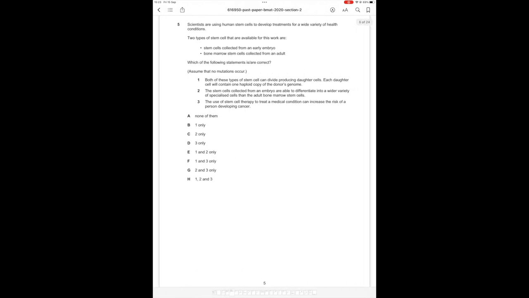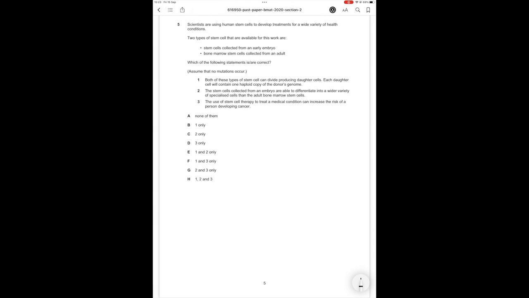Okay, question number 5 then. Scientists are using human stem cells to develop treatments for a wide variety of health conditions. Two types of stem cell that are available for this work are stem cells collected from an early embryo, and bone marrow stem cells collected from an adult. Which of the following statements are correct?